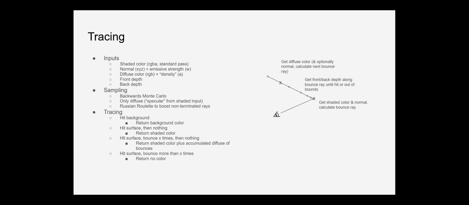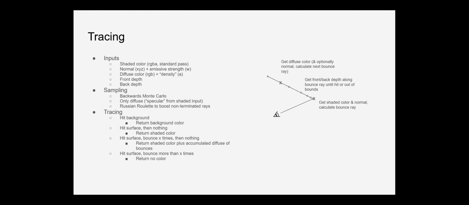And then for the actual tracing, we have all the inputs, which are rendered by the same shader code. We just add two extra output targets: one with the normals plus the emissive strength for that pixel, and the other with the plain diffuse color plus a value for the visual density at that pixel. I'll talk a bit more about that later.